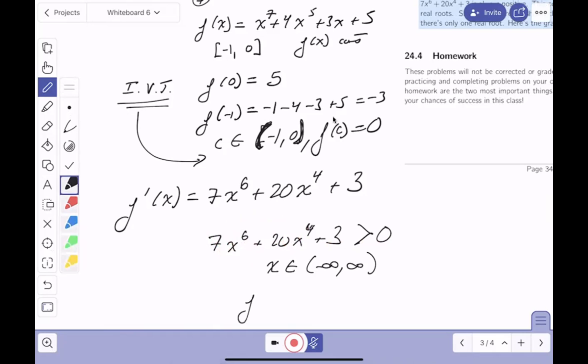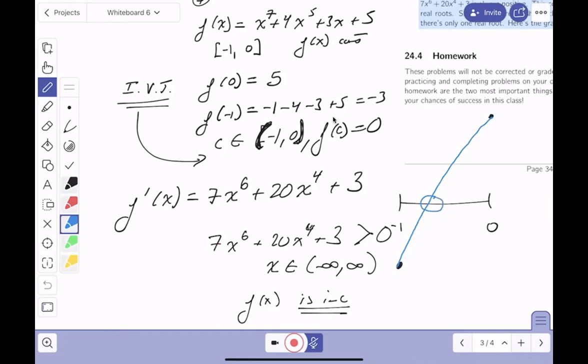So what have I shown? F is increasing. So I want to point out what again I've done. Between -1 and 0, at -1, it was a negative number. At 0, it was a positive number. And what do I know the connection between those guys? I know it's always increasing. And what I mean by that, it never goes back down. It never goes back down. So what have I just shown? I've shown there's one root.